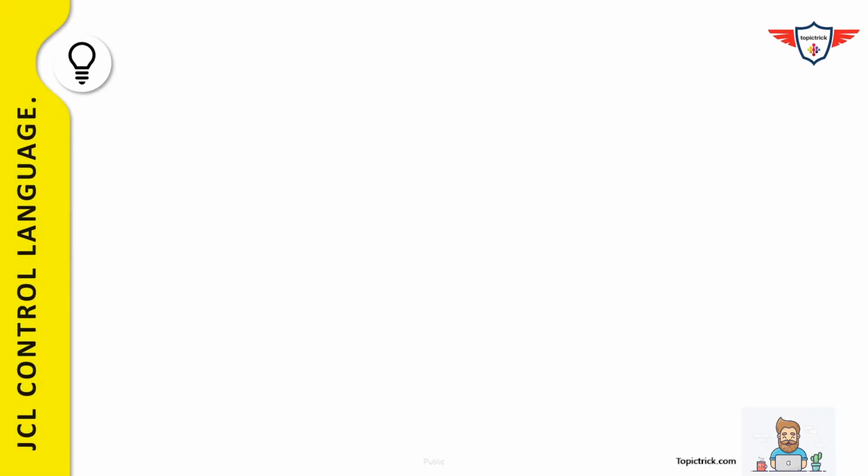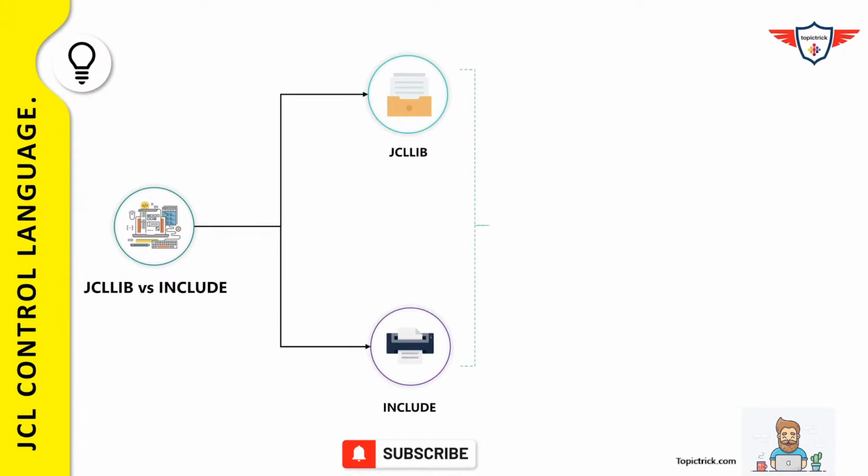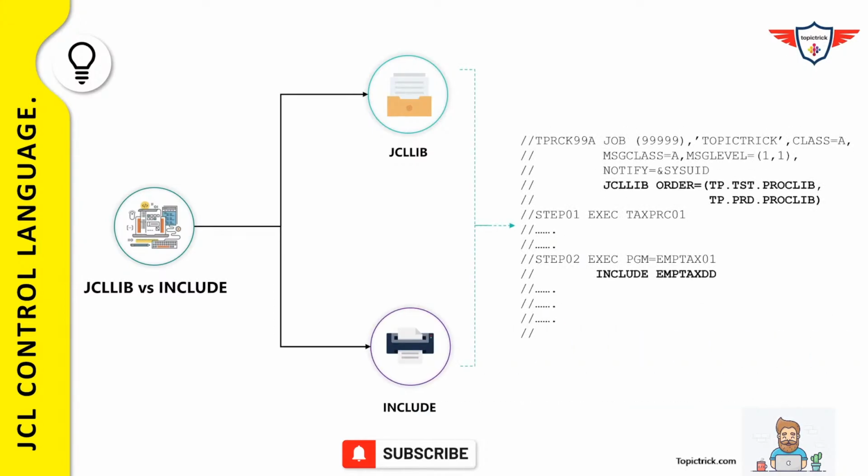Now let's talk about the last topic of this video, that is, what is the difference between the JCLLIB and INCLUDE statements. As you know, SYS1.PROCLIB is normally used to store system-oriented catalog procedures, the procedures supplied by IBM. Now let's say you have created a catalog procedure and stored it in your personal PDS. In order to invoke that catalog procedure from your personal PDS, you need the JCLLIB statement in your JCL. Otherwise your JCL will fail, because by default it will search for your catalog procedure in the system library, that is SYS1.PROCLIB, and you have stored it in your personal PDS, so the JCL will fail, right?